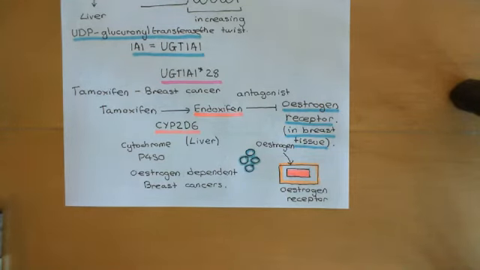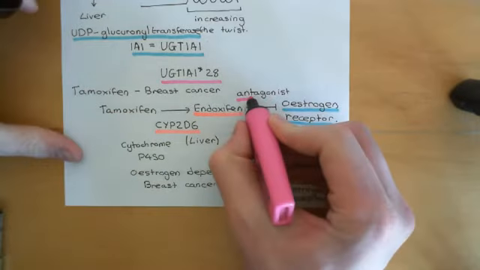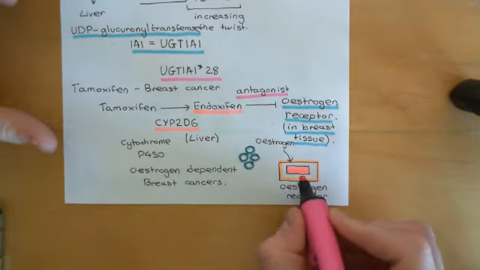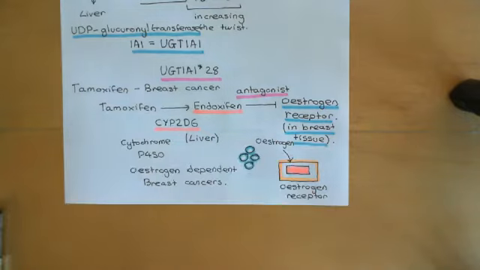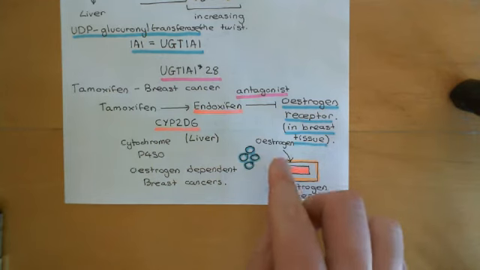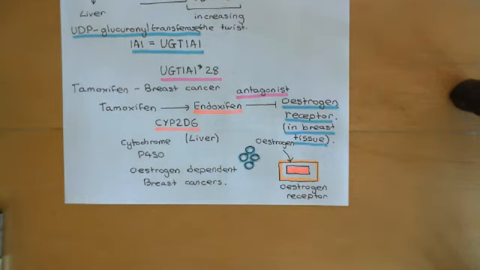That's the meaning of an antagonist. But it will not stimulate the estrogen receptor. It will bind where the estrogen would bind, but it will not actually stimulate the estrogen receptor to go into the nucleus and change gene expression in the way that estrogen would. So it just blocks estrogen from being able to activate the estrogen receptor, and that effectively turns off the activation of the estrogen receptor.